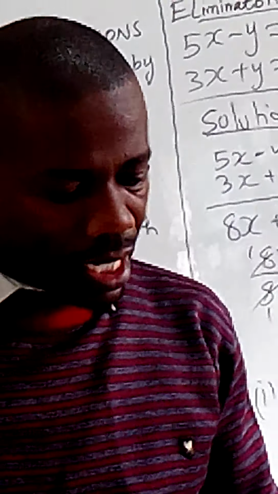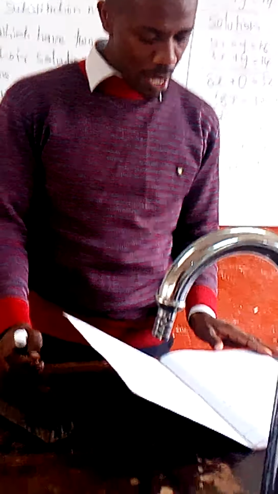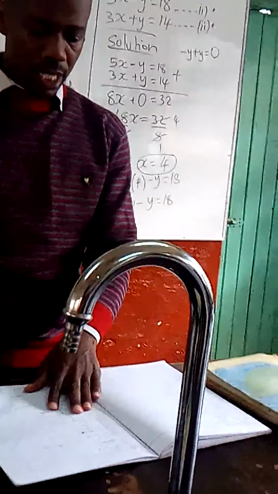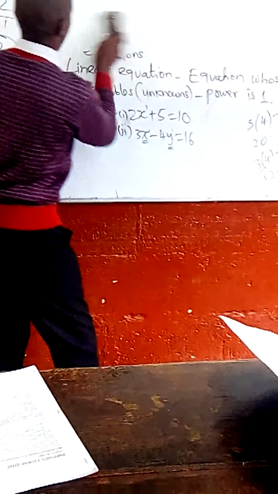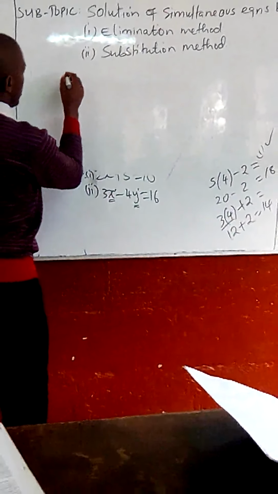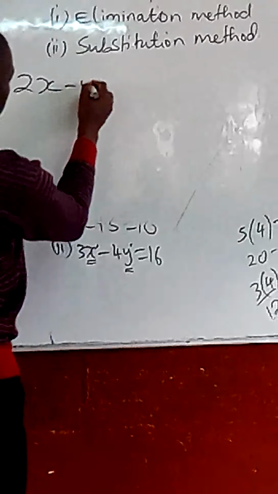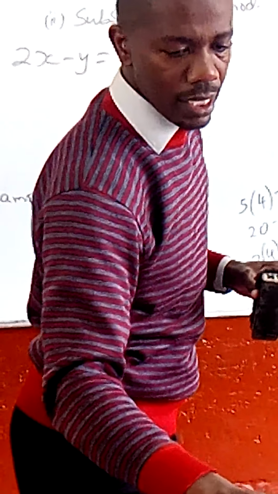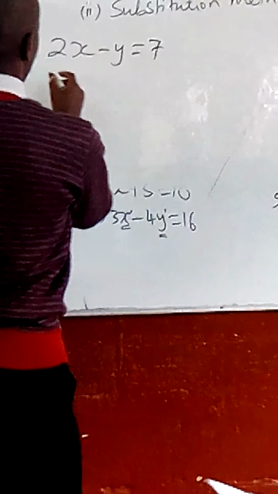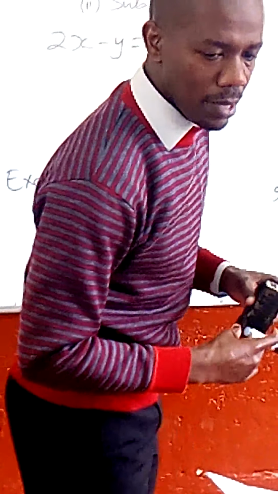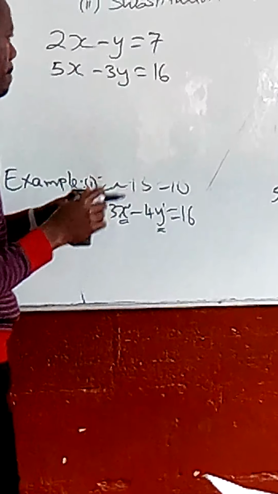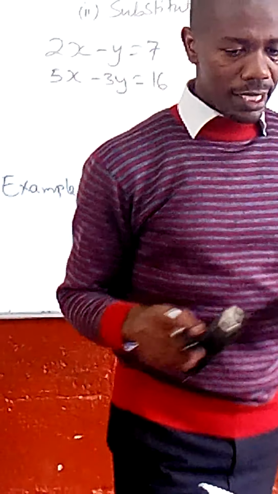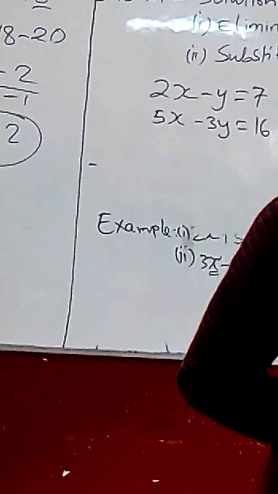And maybe the learner, if you are at home, you can try this by yourself. 2x minus y is equal to 7. Then the other one is 5x minus 3y equals 16. So you can try that one at home.